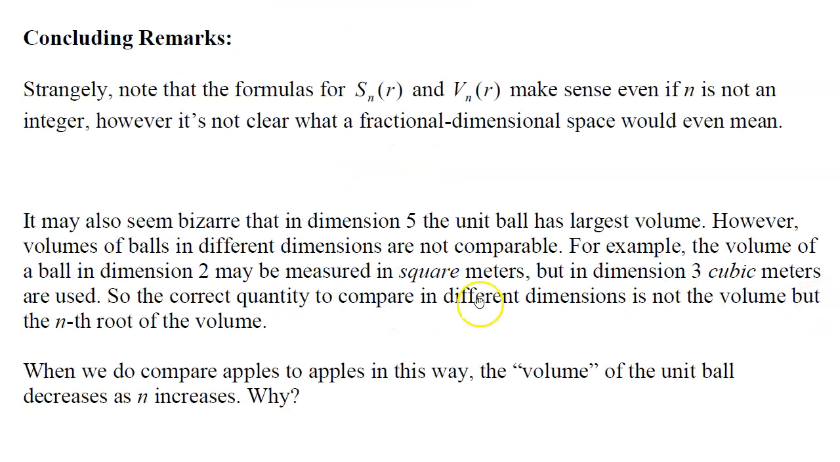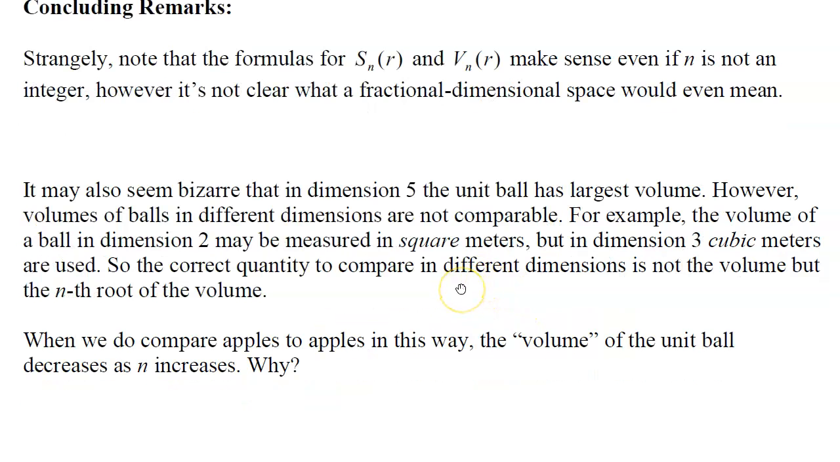Okay, so let's come back to here. So the volumes of the balls in different dimensions are not comparable. For example, the volume of a ball in dimension 2 may be measured in square meters, but in dimension 3, cubic meters are used. So the correct quantity to compare in different dimensions is not the volume, but the nth root of the volume. Now, one final question we could ask is when we do compare these apples to apples, the volume of the unit ball decreases as n increases.